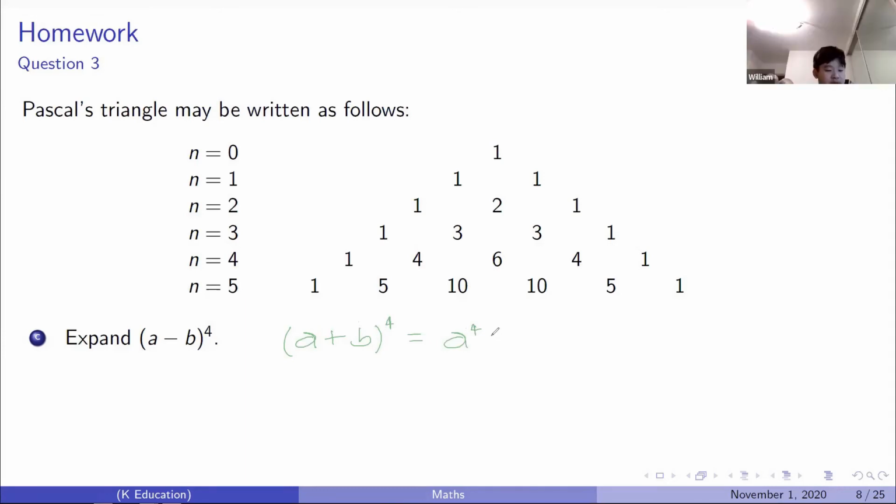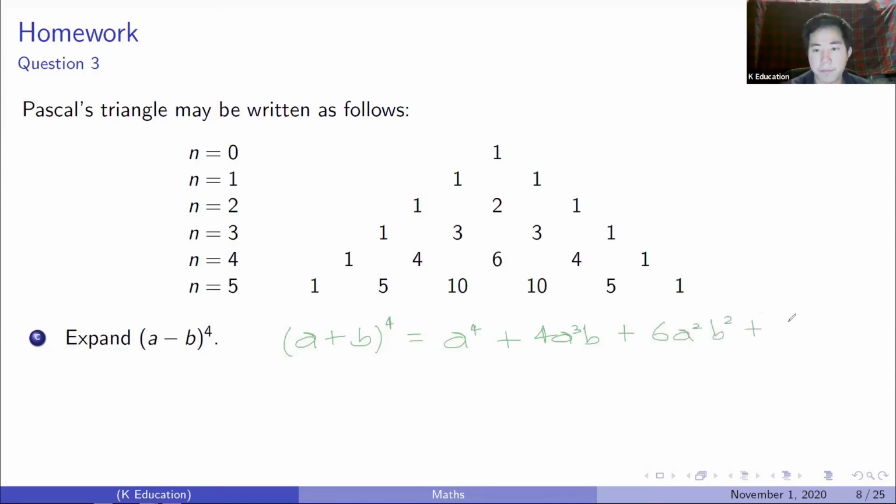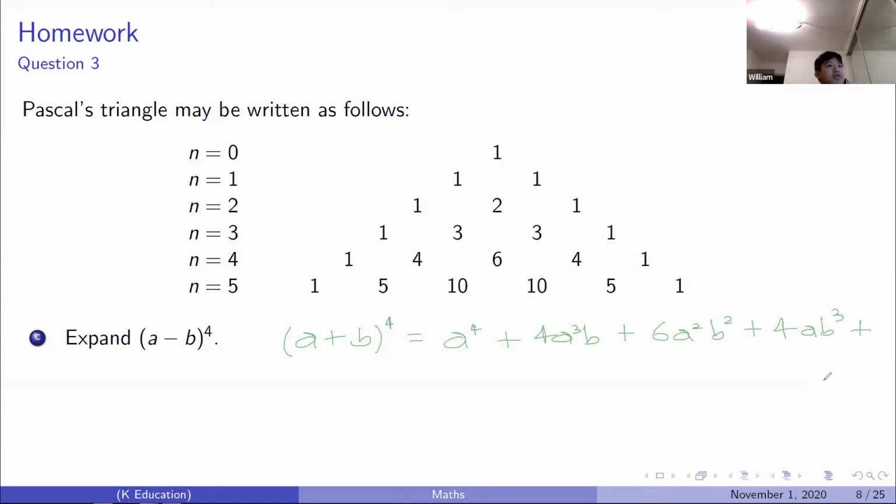It's 1a to the power of 4, plus 4a to the power of 3 b, and then plus 6a squared b squared, plus 4a b cubed, plus b to the power of 4. Right. Okay. Yep. Absolutely.